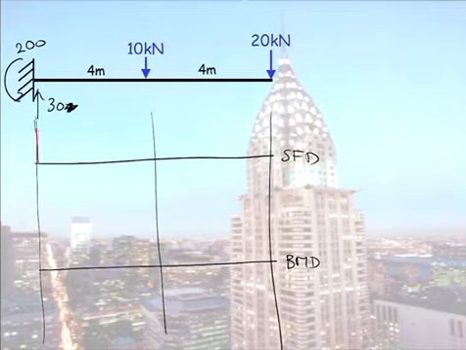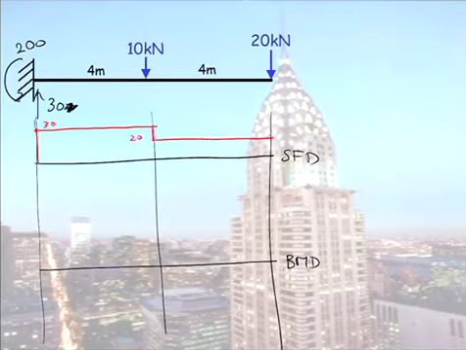We start up 30. We come down to 20. We end up at 0. How does this thing deflect? Cantilever.